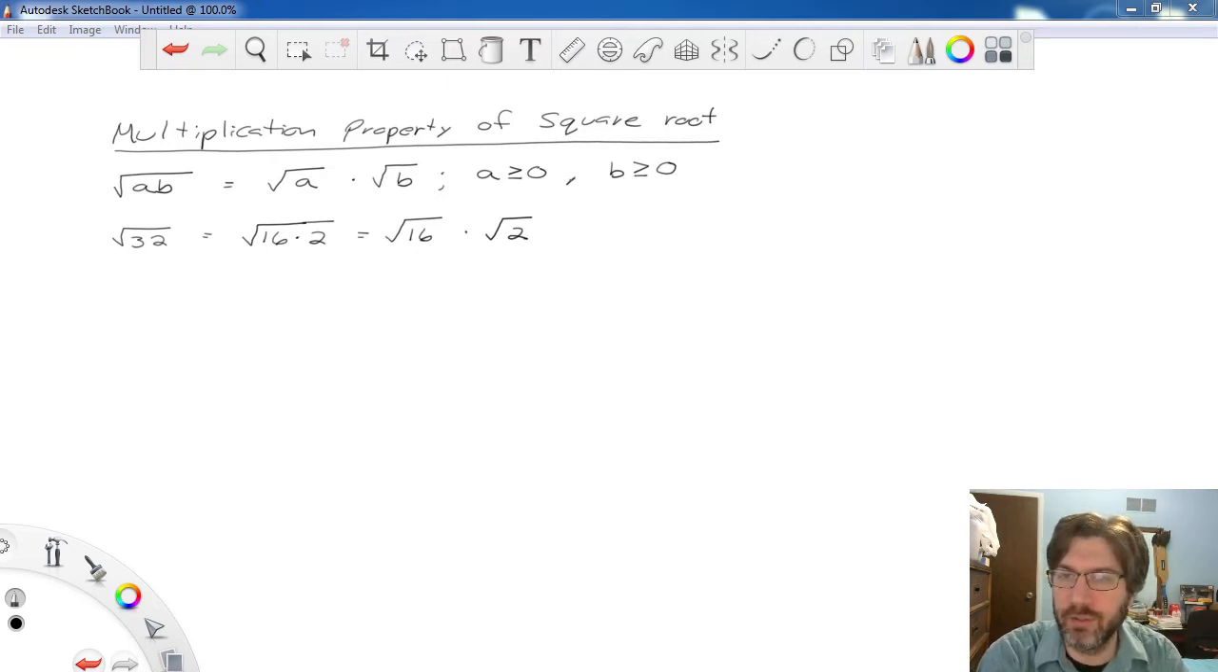It is pretty easy today if you're good at finding factors and you're good at knowing your perfect squares. That's really all we're looking at today. And we are only dealing with multiplication today. Tomorrow we'll deal with the division.